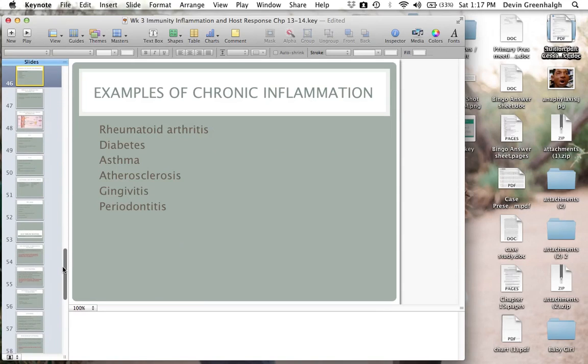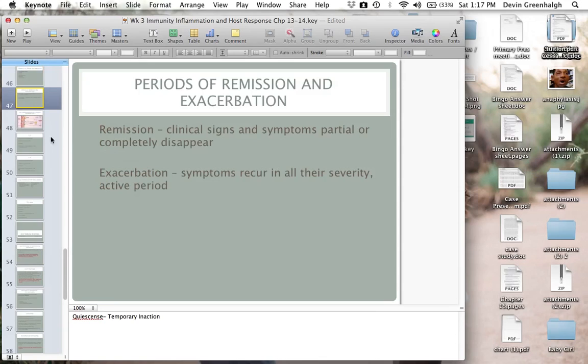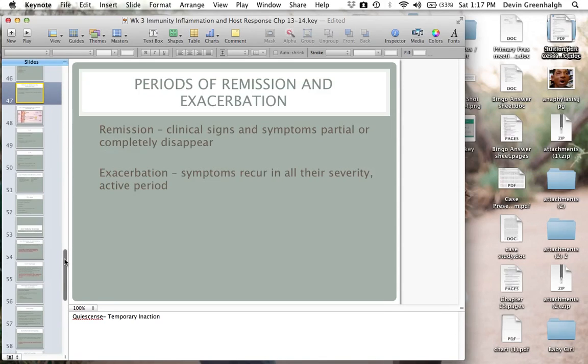Examples of chronic inflammation include rheumatoid arthritis, diabetes, asthma, atherosclerosis, gingivitis, and periodontitis. There are periods of remission and exacerbation. Remission: clinical signs and symptoms partially or completely disappear. Exacerbation: symptoms recur in all their severity, or the disease is active. And then you have quiescence, which is temporary inaction.